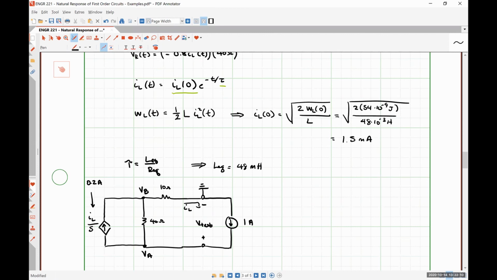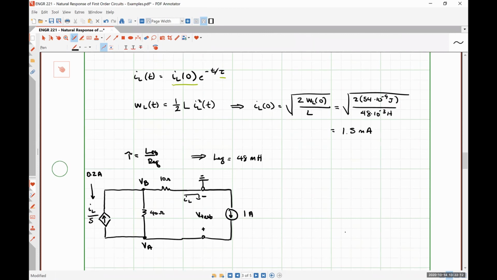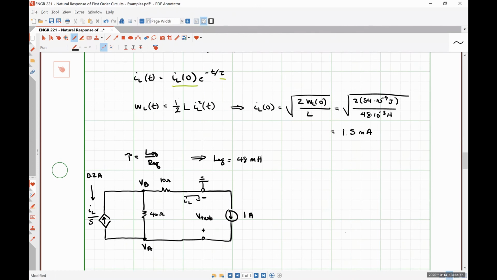Alrighty, so let's do KCL at node A. So we have 0.2 amps is leaving, plus VA minus VB divided by 40 ohms. And then we have 1 amp entering, and set that equal to 0. So that's my KCL equation for VA. So to be clear, I took care of this guy, and this guy, the 3 different paths branching off of node A.